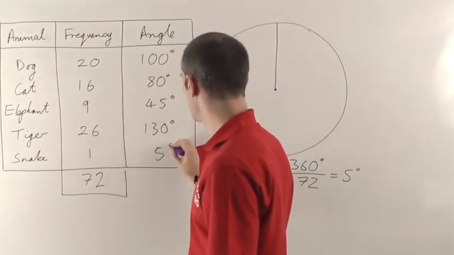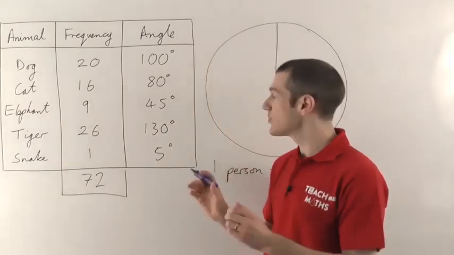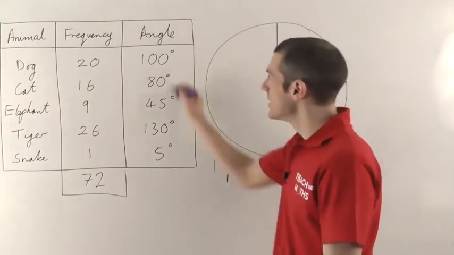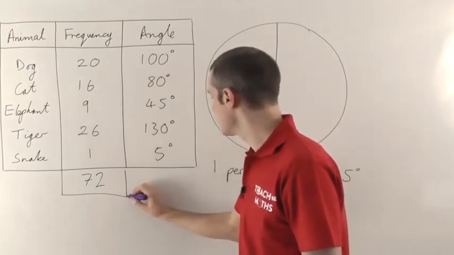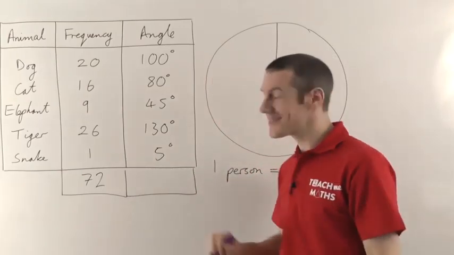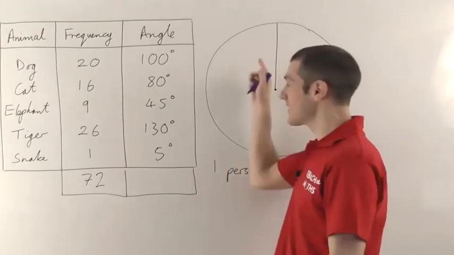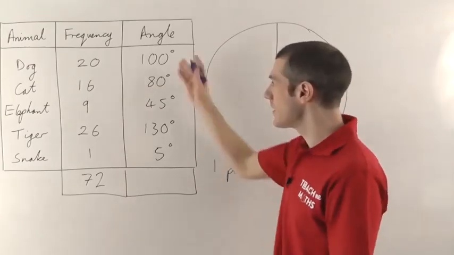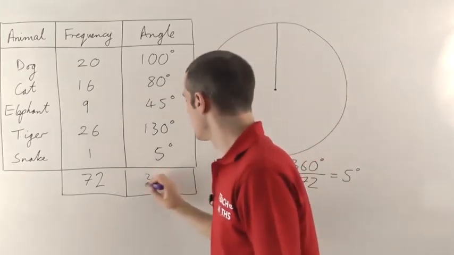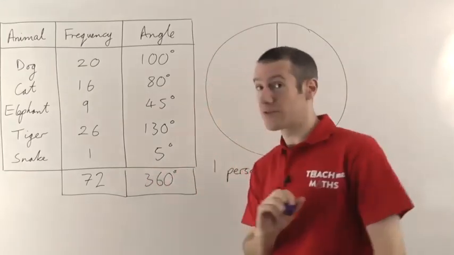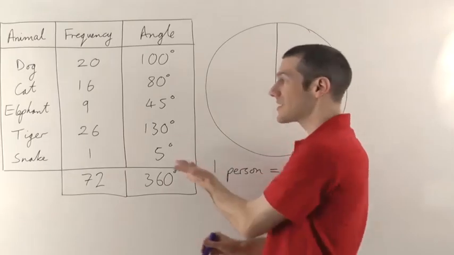1 5 is 5. Now one little check here to make sure you've done it right is if you add up all the angles, you should get 360 degrees, because it's got to fill the whole pie chart. You can't have a little gap with something missing. And if you add those up, I think you do get 360 degrees. So that's how you work out the angles.